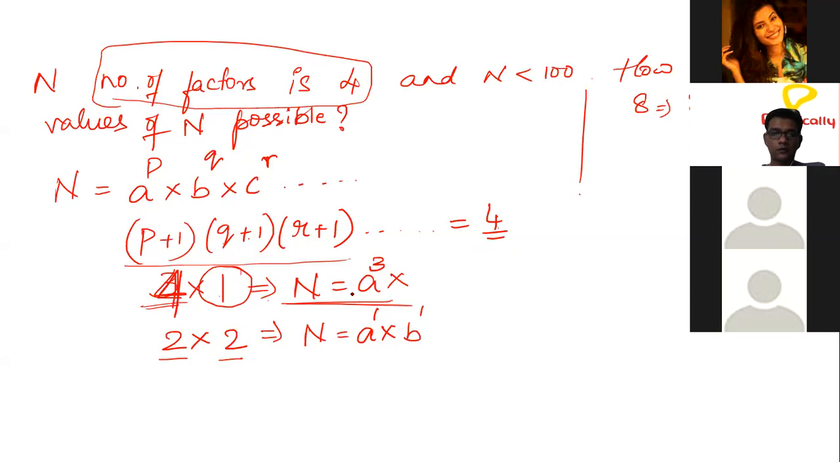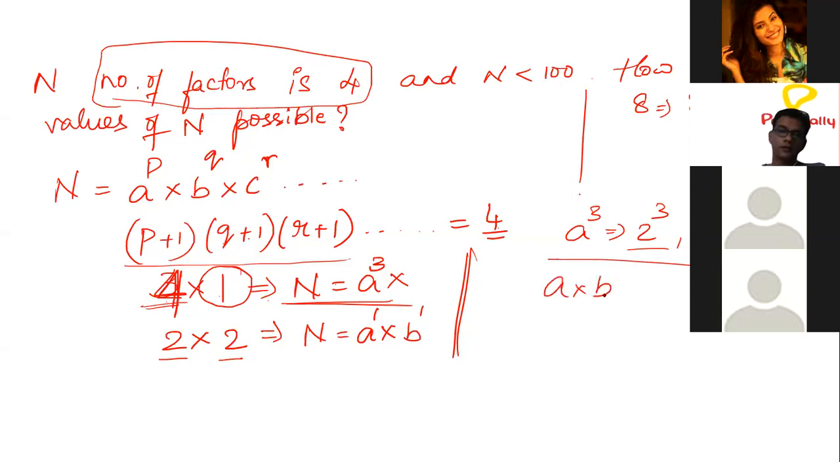How can I have 4? 4 into 1 or 2 into 2? 4 into 1 means n should be a cube. 2 into 2 means n should be a and b. What is the condition of a and b? Now you all know prime numbers. So let's bring prime numbers. A cube. What are the prime numbers I can have? 2 cube, 3 cube, 5 cube? No, because 5 cube is more than 100. So 2 cube and 3 cube. Those are the only values I can have. Now, what all values I can have for a and b? Where a and b are prime numbers.